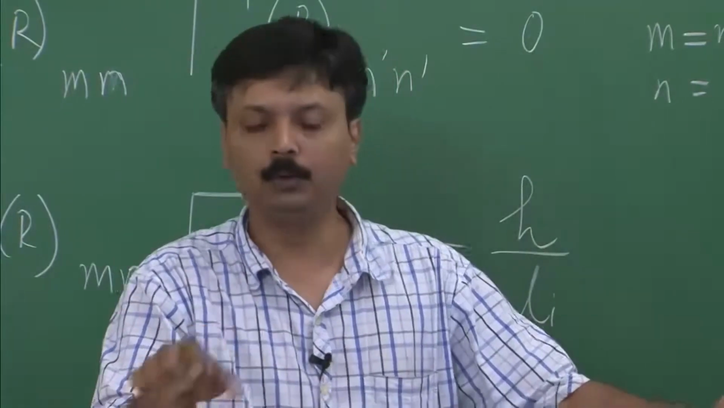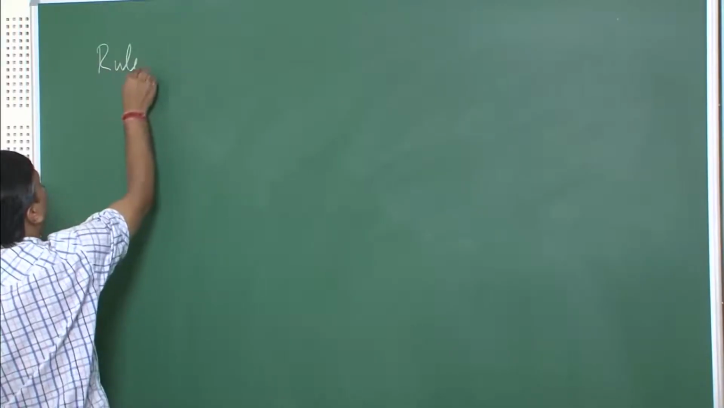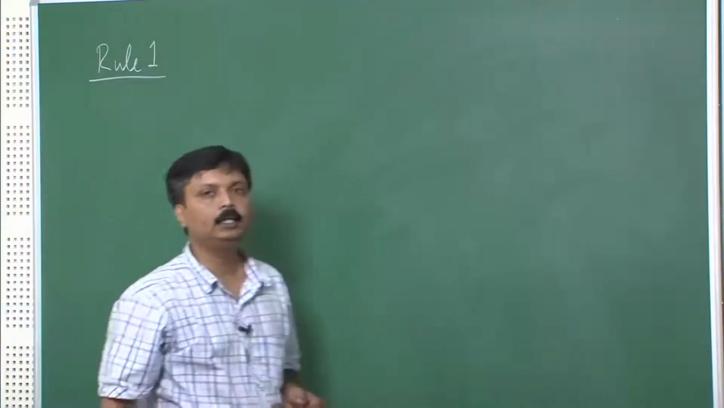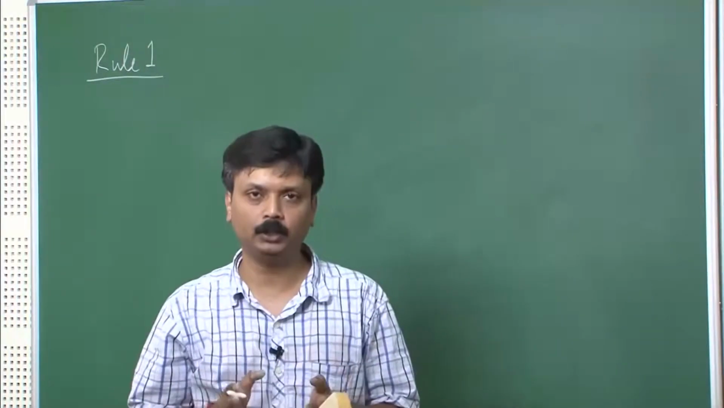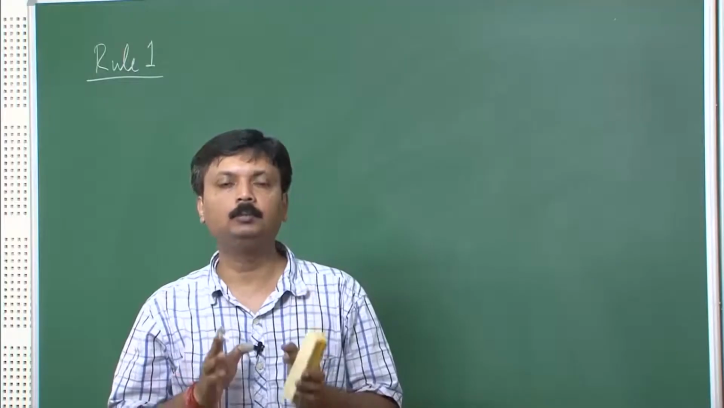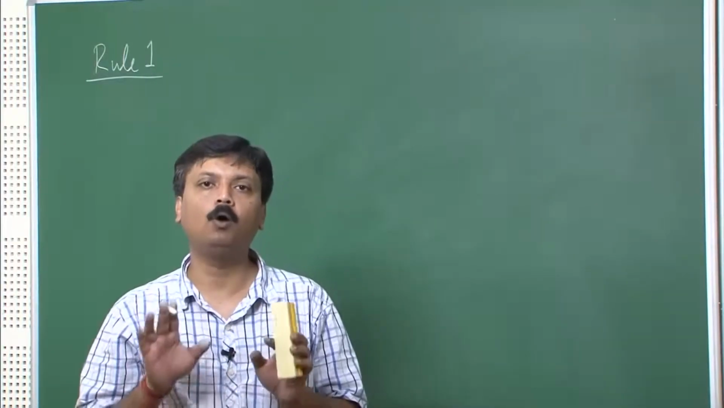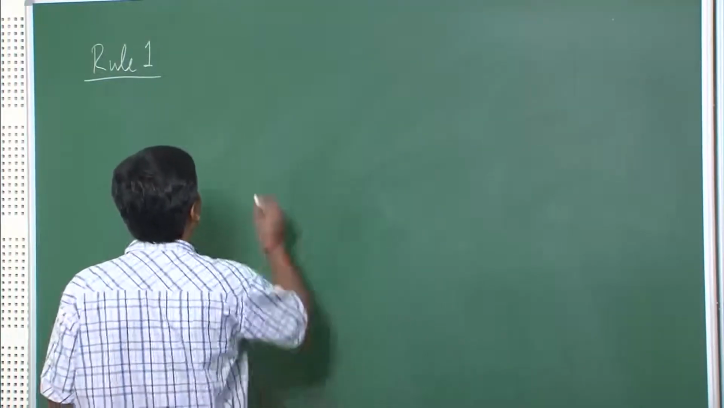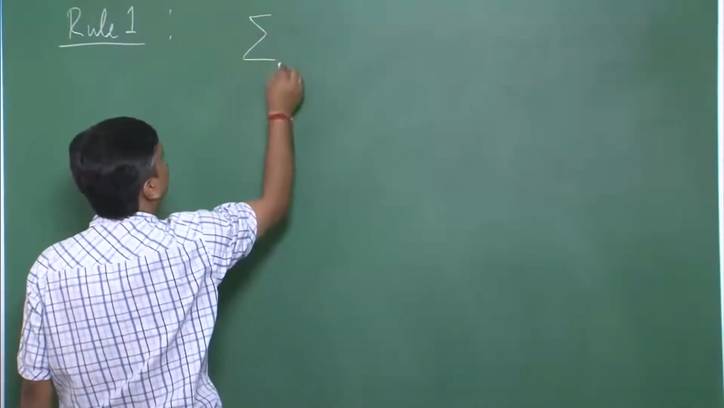So the first rule, rule 1. What does it say? It says that the sum of the square of the dimensions of the irreducible representations of a group is equal to the order of the group. Okay.